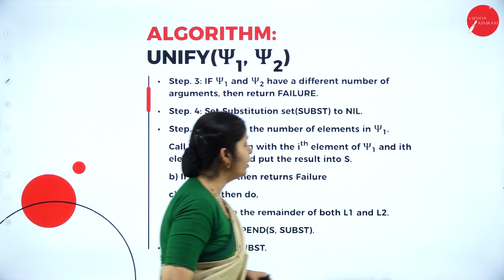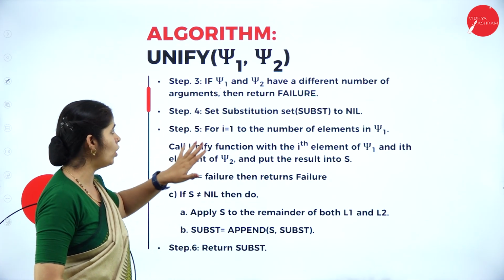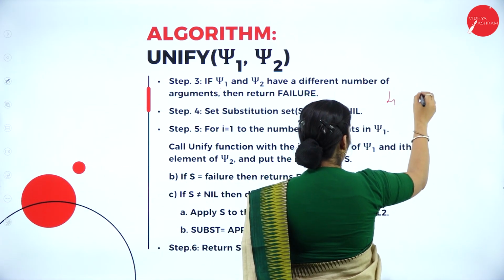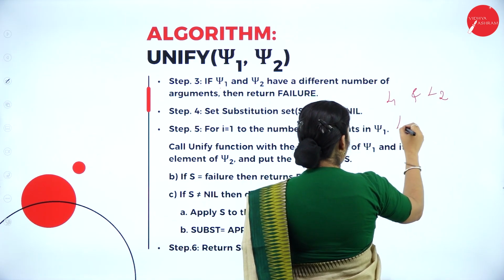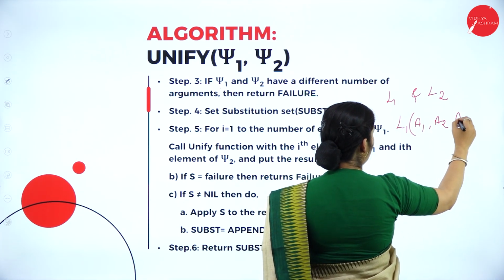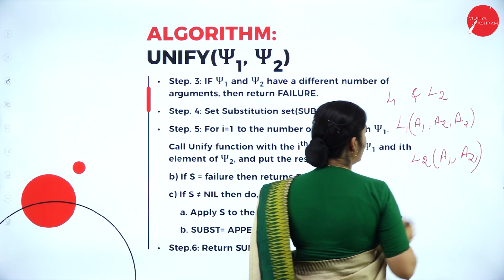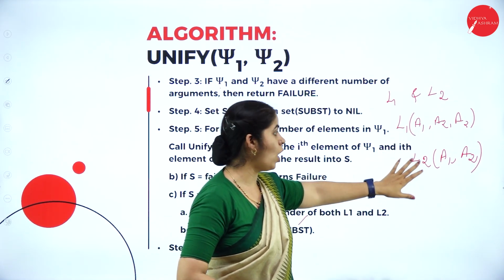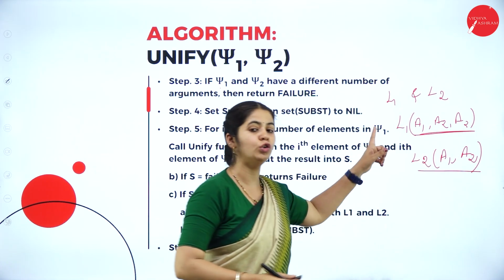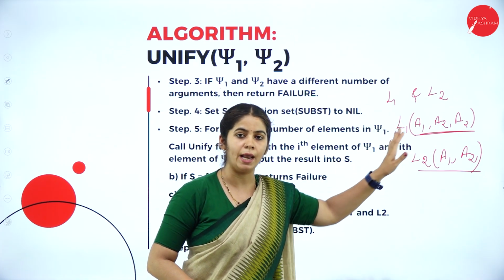In step 3, if Ψ1 and Ψ2 have a different number of arguments, then return fail. For the substitution, say L1 and L2 are the two literals. L1 has 3 arguments, A1, A2 and A3. L2 has 2 arguments, A1, A2. In this condition also unification is not possible, because the number of parameters passed for the two literals should be the same. That is one more condition where unification can fail.